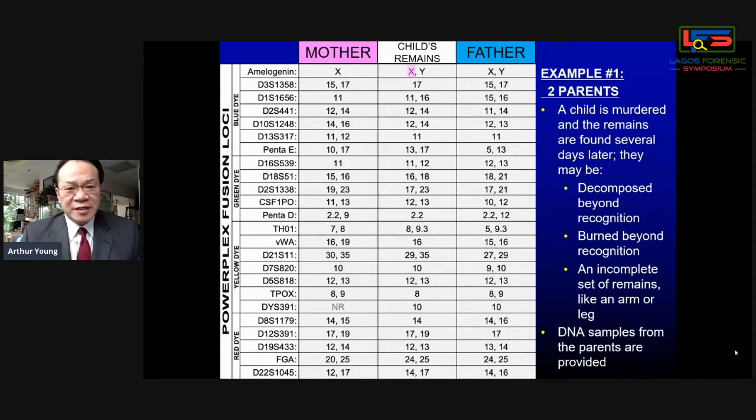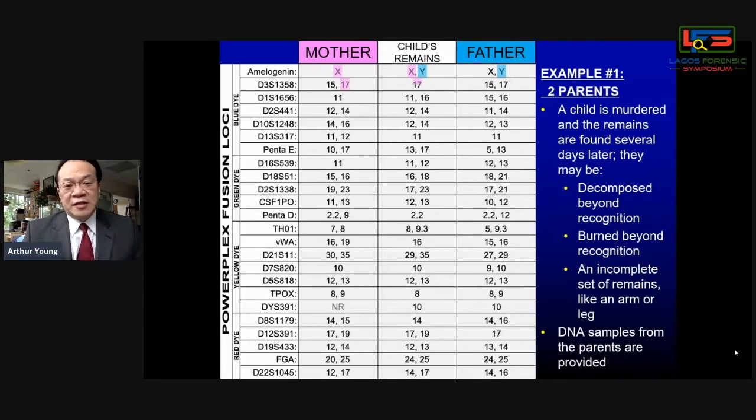So let's take a look at how this process happens. In the remains, there's an X chromosome here at the genetic marker amelogenin, and that would have come from the mother. The Y chromosome would have come from the father. So we would know that these remains are that of a male.